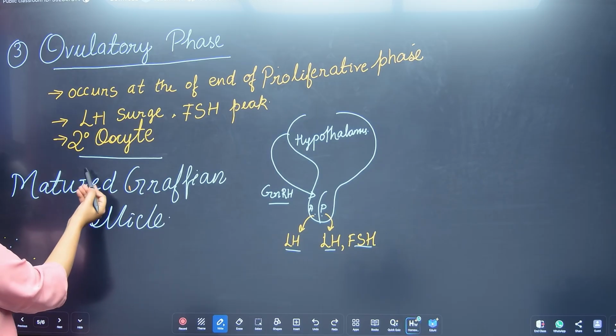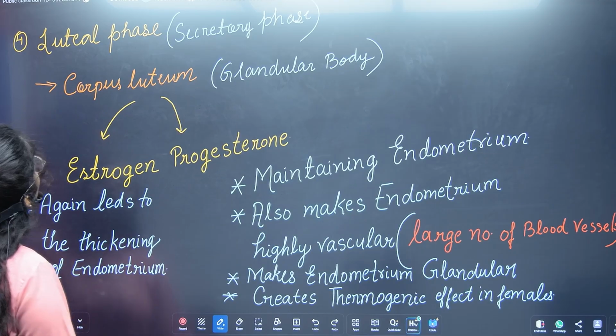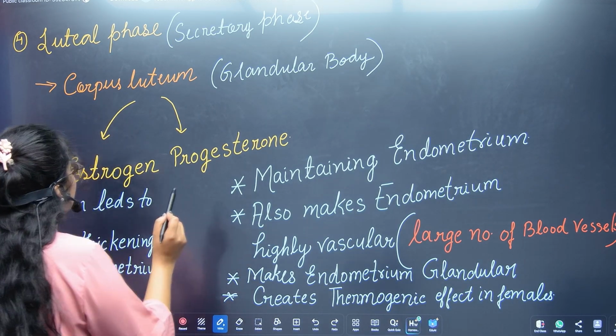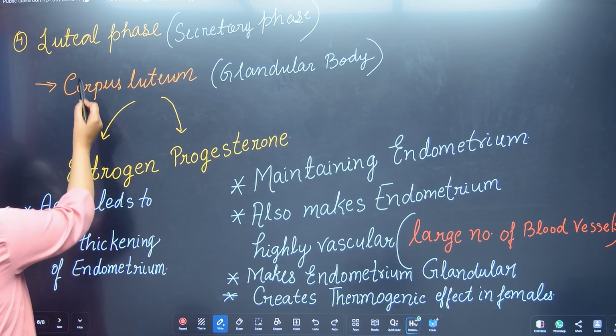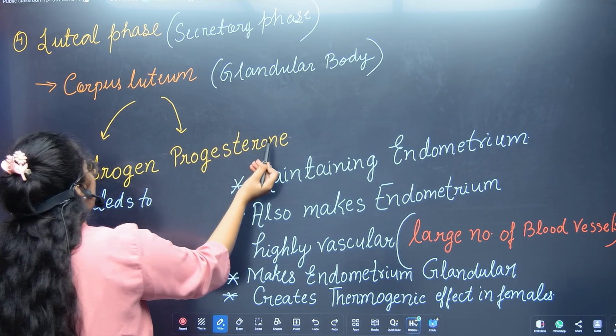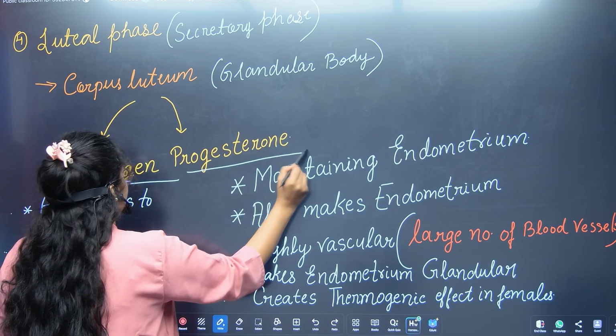After the formation of secondary oocyte, it moves to the fallopian tube for fertilization. Now, the fourth phase was the luteal phase, which is also known as the secretory phase. It is named luteal because of the production of corpus luteum, which is a glandular body which again produces the two hormones, estrogen and progesterone.